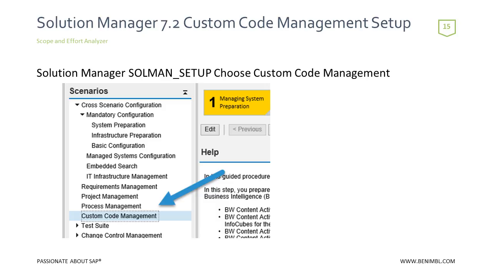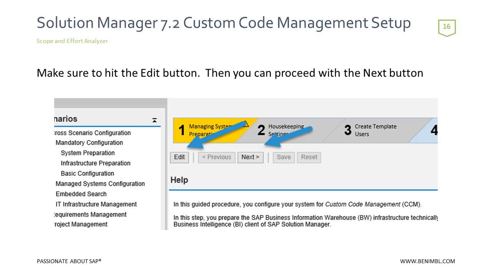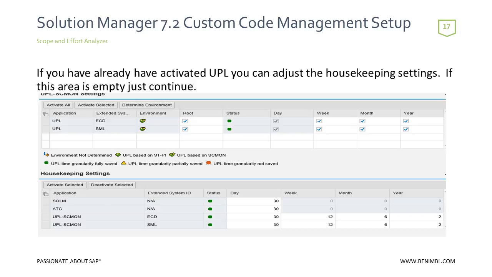What you need to do is go to Solution Manager, your brand new 7.2 system, and execute Soulman Setup. Nothing's changed. The only thing is the left nav and the right nav are more UI Fiori based. So on the left nav, you can see that I selected Custom Code Management. Then what I always forget to do is hit Edit. So Edit and Next. The first page is just a splash screen about the help and what you're about to do. You hit Edit and hit Next, and then you could actually start configuring.